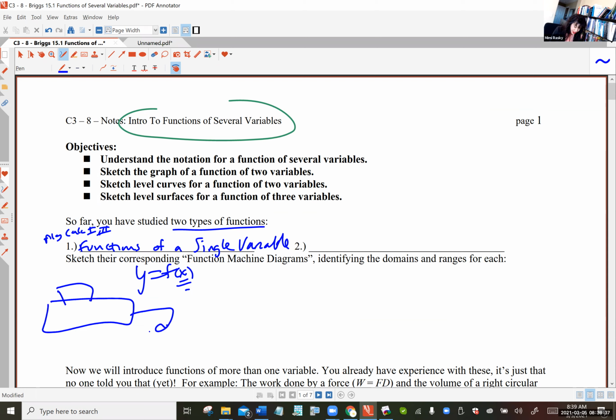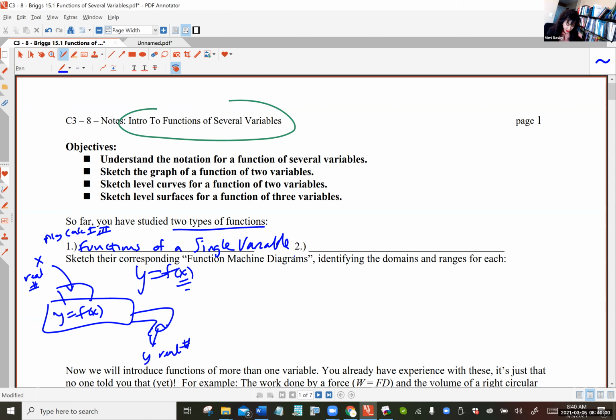So a function machine for a function of a single variable, like y equals f of x, for example, y equals x squared, you feed it x, which is a real number, and then the output is y, which is also a real number. And you did all that. In Calc 1, you learned how to do derivatives and integrals of that, as well as Calc 2.